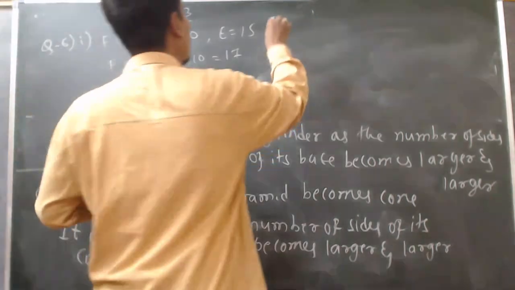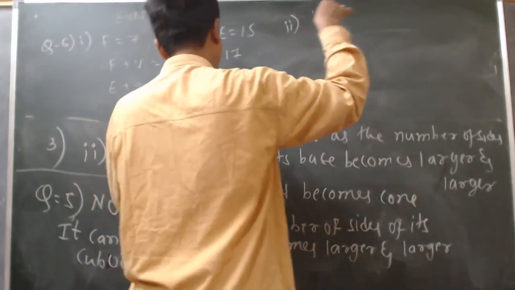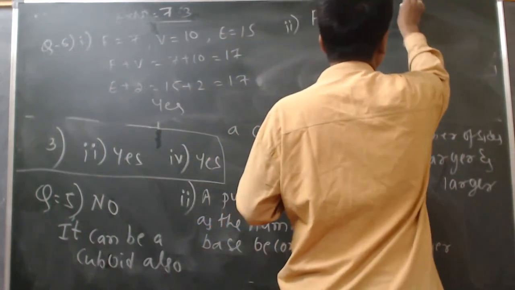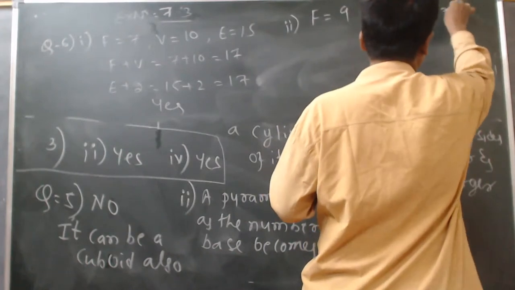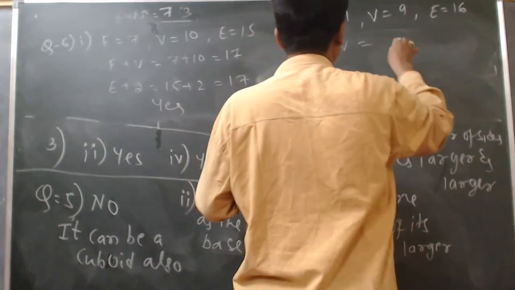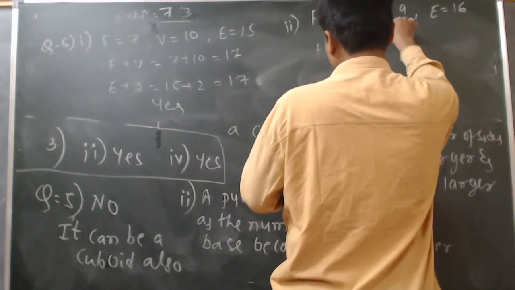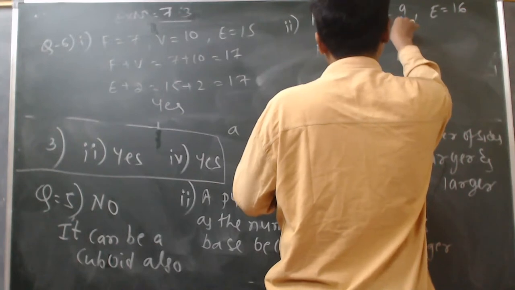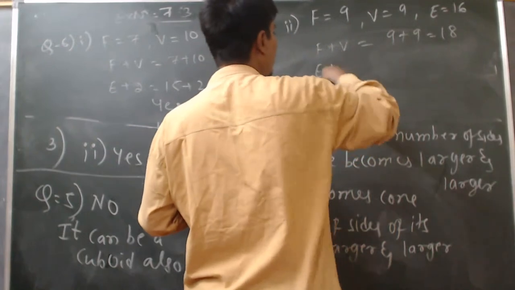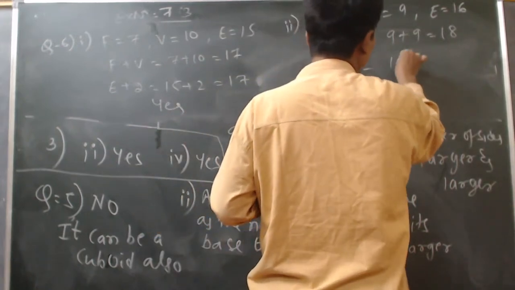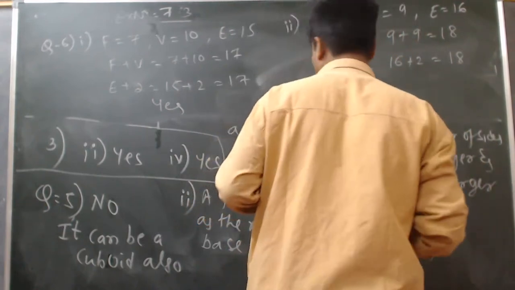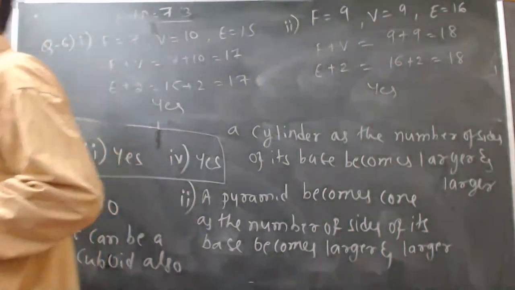Second, in the sixth one, if you count, faces are 9, vertices are 9, and edges are 16. Now write Euler's formula: F plus V equals E plus 2. F plus V is 9 plus 9, which is 18. E plus 2 is 16 plus 2, which is also 18. It obeys Euler's formula. The two diagrams given in the textbook obey Euler's formula.